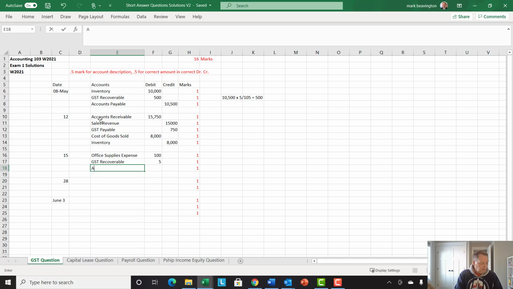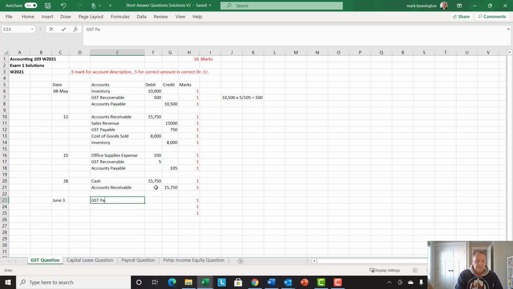Do we pay for it on account? So it's accounts payable, and it's $105. 28th, we collect the balance from the customer, so that means we get cash, and in this case, we're going to get cash of $15,750, and that means our accounts receivable, we're clearing that out, for $15,750. Perfect.